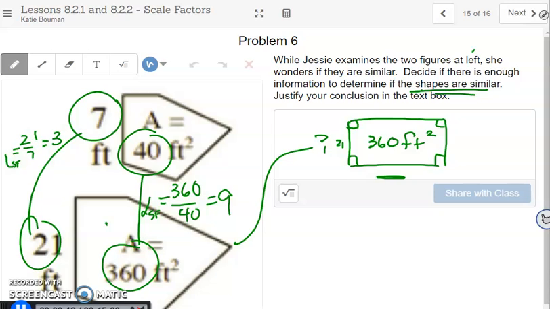So based on the perimeter and area, it appears to be yes, but what we don't know is that there's no guarantee the shapes themselves are the same shape in terms of a scale copy of the other. So that's the issue in this problem here, that there are other shapes that could have the 21 and 360 and not be a pentagon.